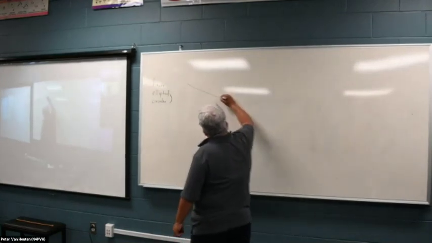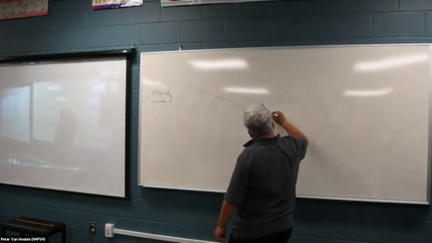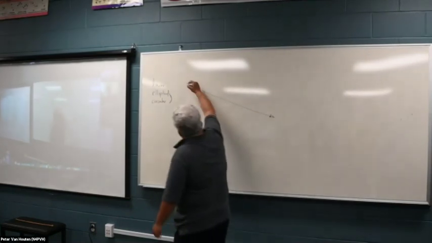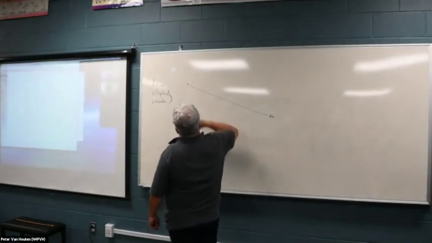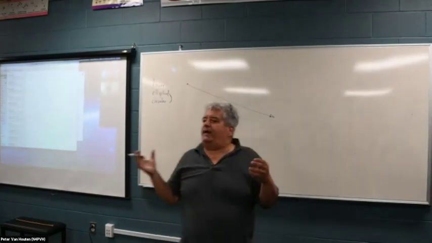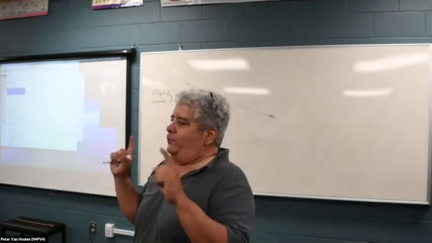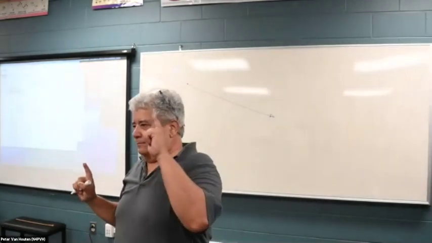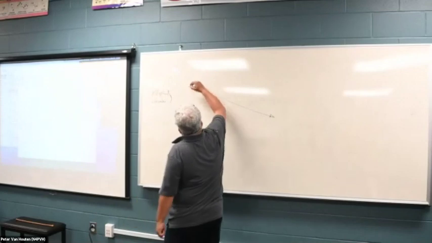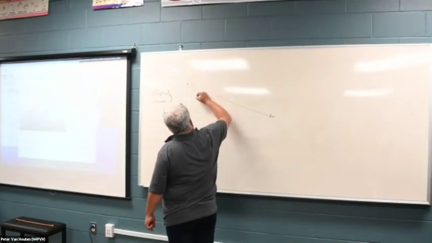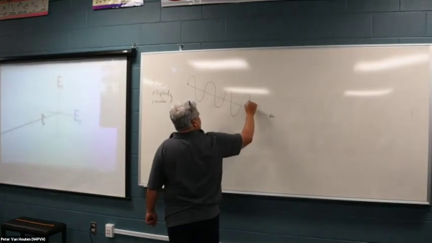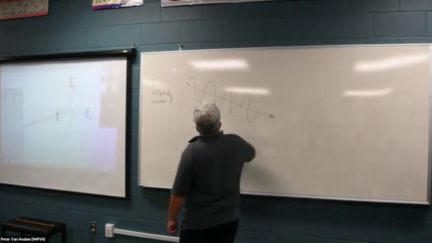So let's say that this is my vector of propagation. My waves are propagating in this direction. They are being emitted from here. So this is an electromagnetic wave. It has two components, one electric and one magnetic. Let's say that this is the electric one.